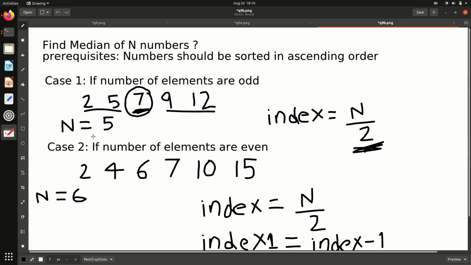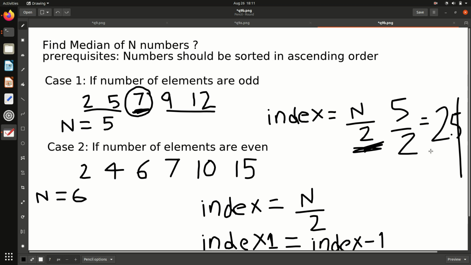Let me try. So n is 5. So 5 by 2 will be, what will be the value? Here we have to do integral division. We do not want the decimal part. So 5 by 2 integral division is 2, because in integral division we just remove the decimal part. Actually it is 2.5, but we remove the decimal part, so it will be 2.